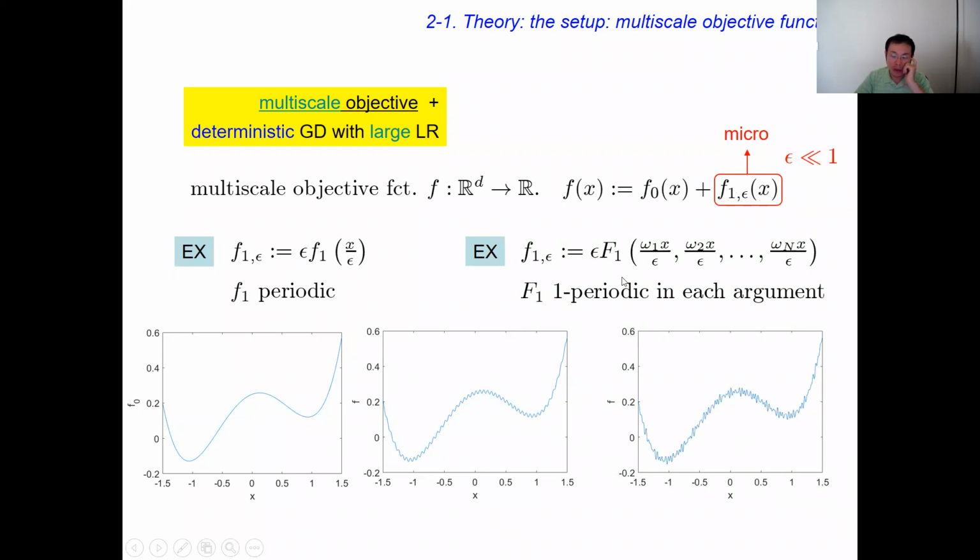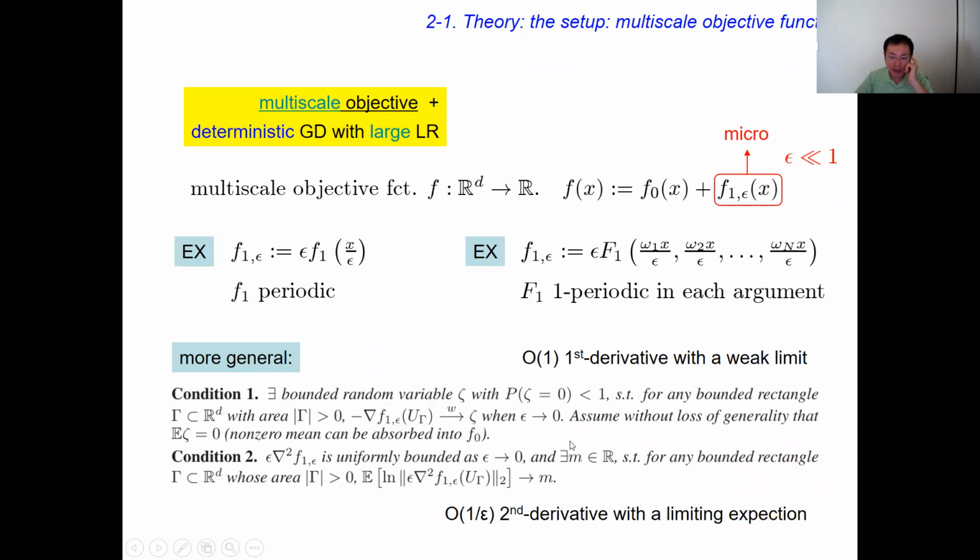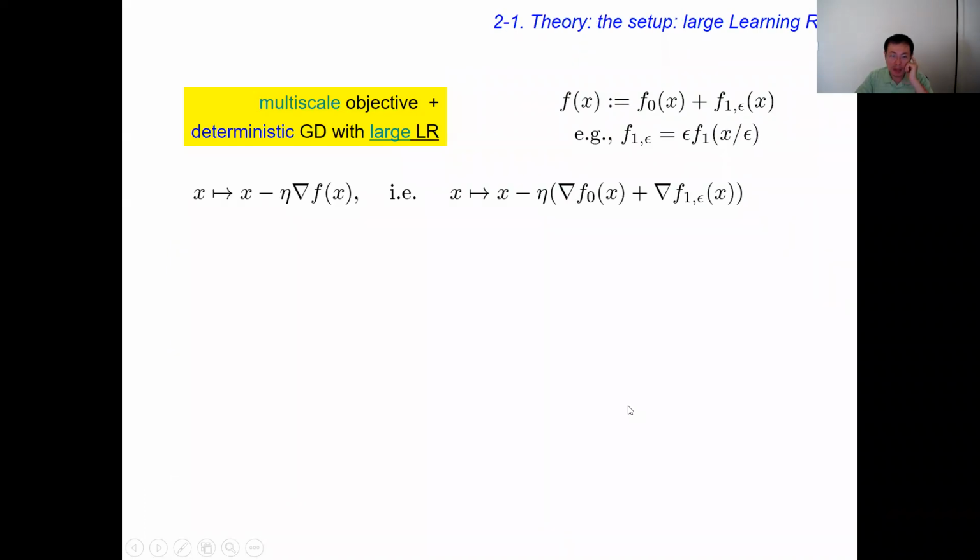For example, if you assume something called a quasi-periodic micropotential, then you can get seemingly much more realistic small scale details. We don't need that either. In fact, our condition is pretty mild. We just need the micropotential to have a first order derivative of order 1 that has a weak limit, and there's also some condition on the second order derivative. This is a little technical, so let me not talk too much about it, but just to say the multi-scale objective is pretty general.